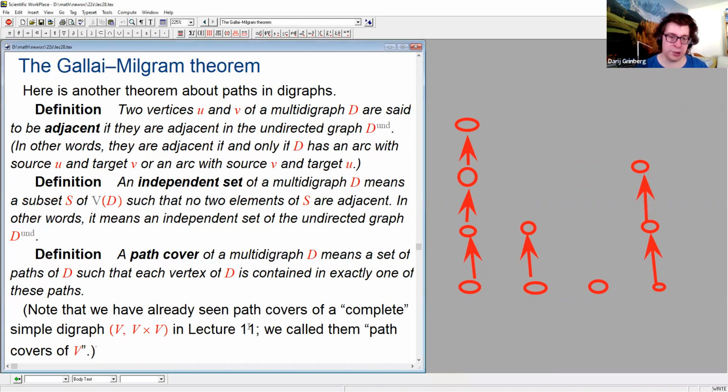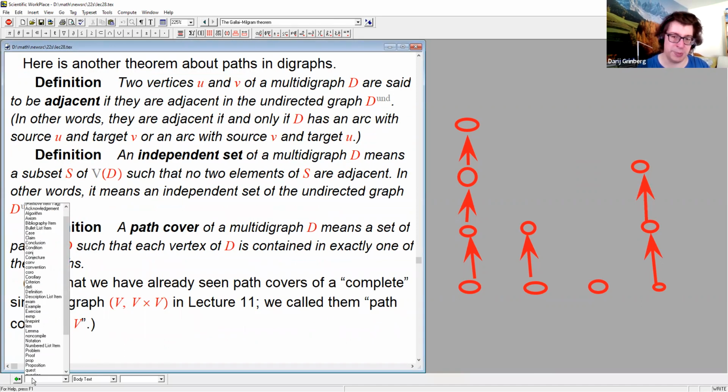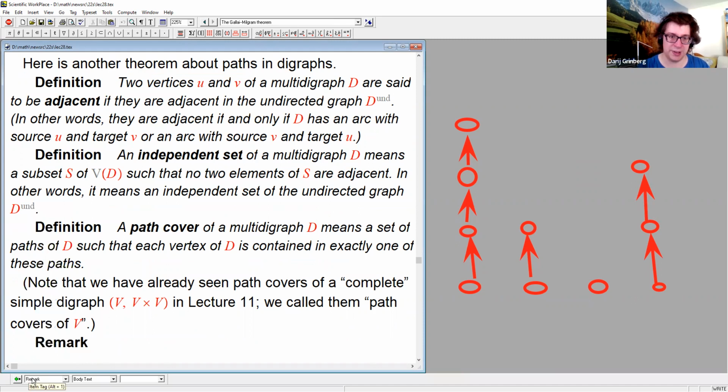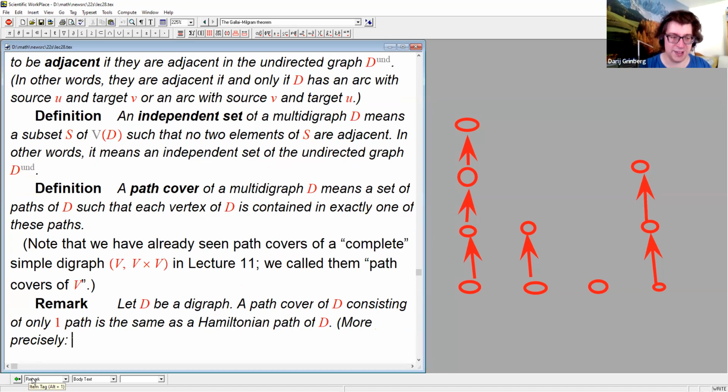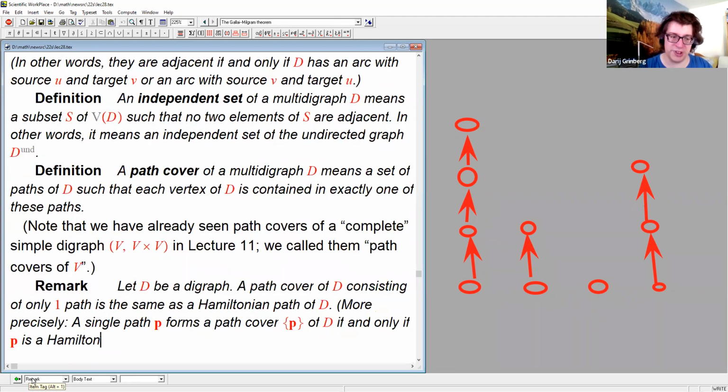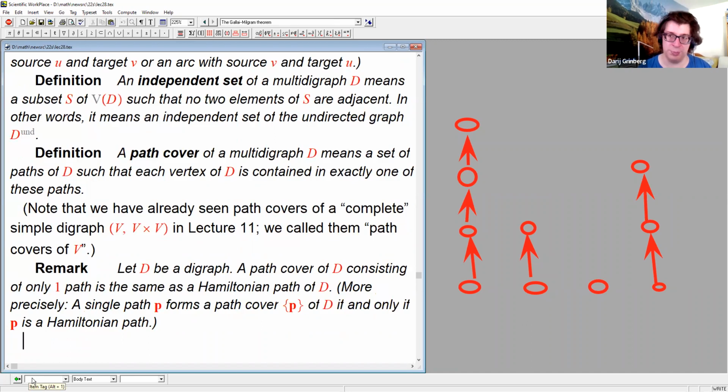And note also, what is a path cover consisting of exactly one path? So let D be a digraph. A path cover of D consisting of only one path is the same as a Hamiltonian path of D. So to be more precise, a single path P forms a path cover of D if and only if P is a Hamiltonian path. So this is a generalization of Hamiltonian path.